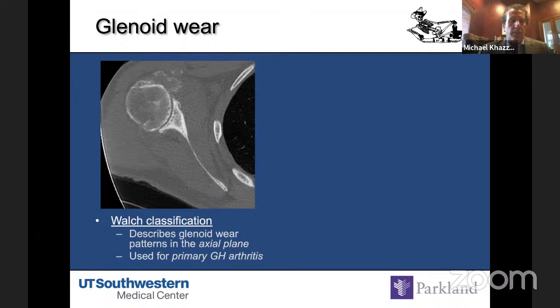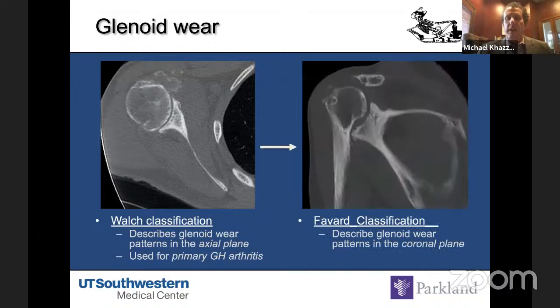So the Walch classification describes glenoid wear patterns in the axial plane and is used for primary glenohumeral joint osteoarthritis, whereas the Favard classification is coronal plane deformity, and that describes patients who have rotator cuff tear arthropathy, which is a different pathologic process because of the superior humeral head migration and the superior glenoid wear. But typically there's a combination of both depending on the muscle quality of the rotator cuff, and actually the deformity can be three-dimensional, where you have a combination of both axial and coronal plane deformities.